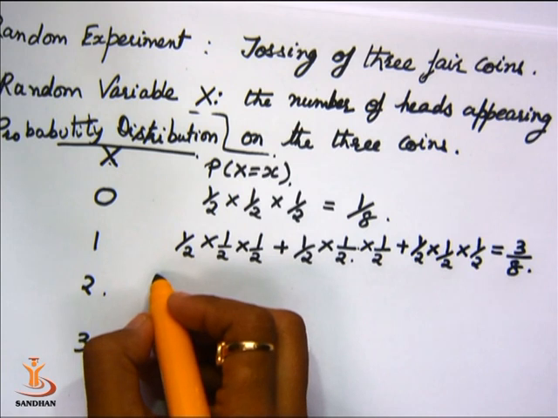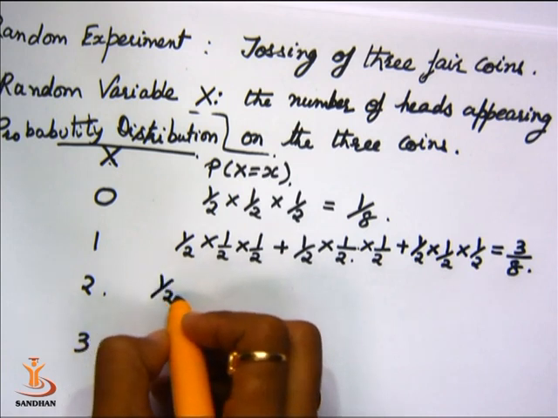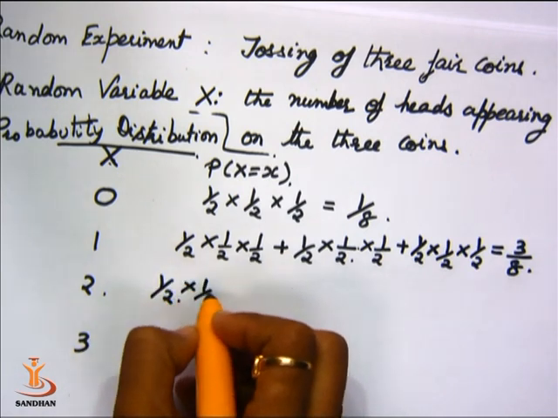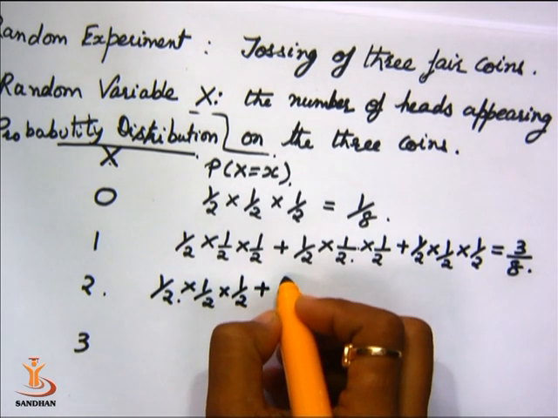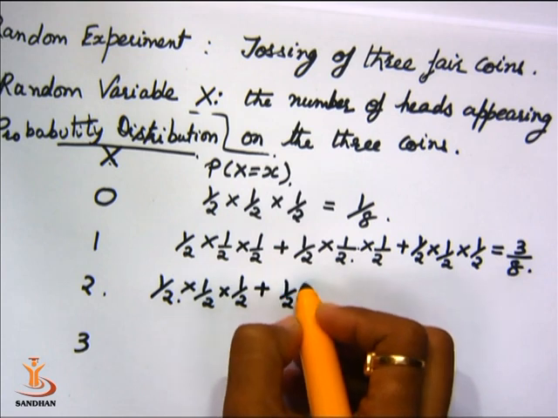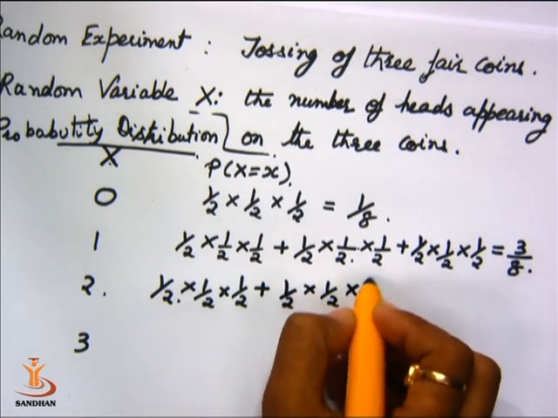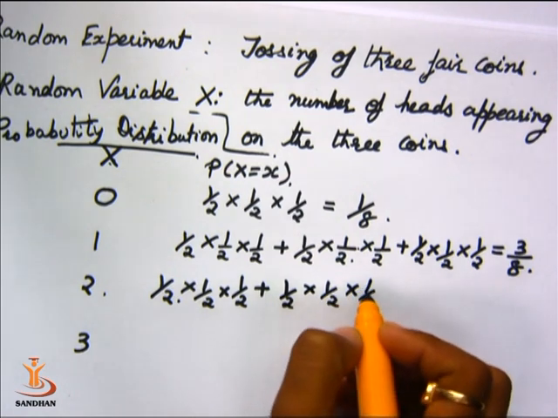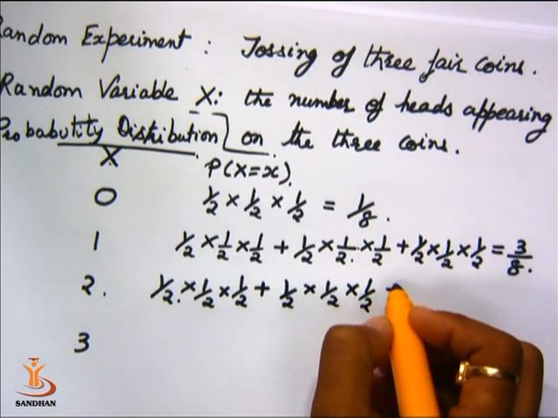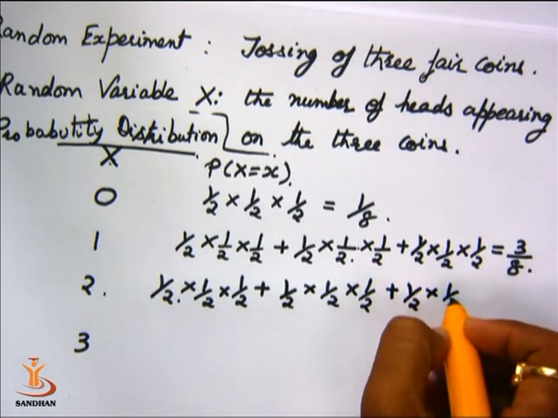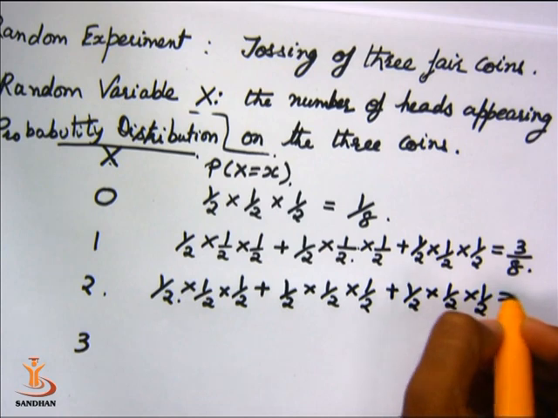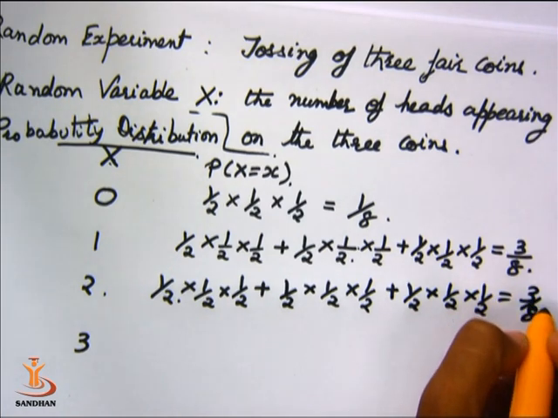Similarly, if I say first and second coins are showing head, the probability is this. First coin and third coin are showing head, whereas second coin is showing tail, or first coin is showing tail and the second and third coins are showing head. So again, this probability is 3/8.